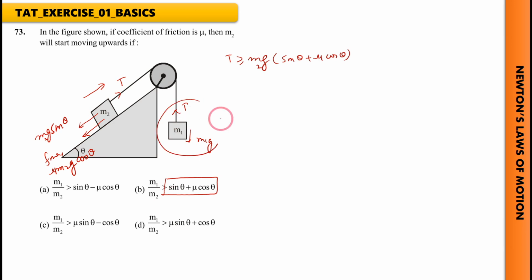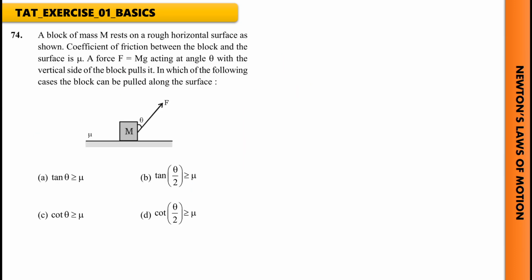Now from the other side, meaning if I look from m1, T equals m1g will come. So I will put here m1g. This g and g cancel out, m2 will come in the denominator of m1. So this is something like this. Okay, so B is the answer to this question.